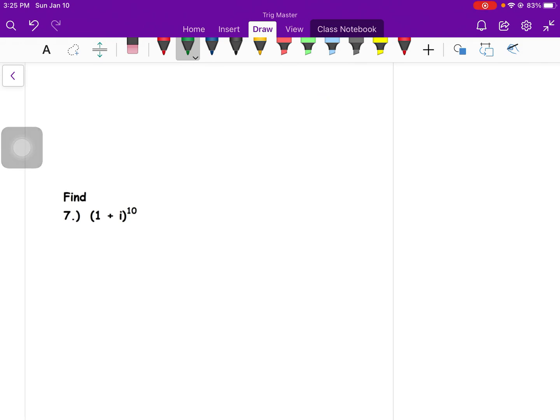If I want to find this, it's written in standard form, but if I want to use de Moivre's theorem, I have to get it in trig form first. So if I think to myself, well, z is equal to 1 plus I, I need to get that into trig form. My r is equal to the square root of 1 plus 1, right? Technically 1 squared plus 1 squared. So I've got the radius, or the modulus, of square root of 2.